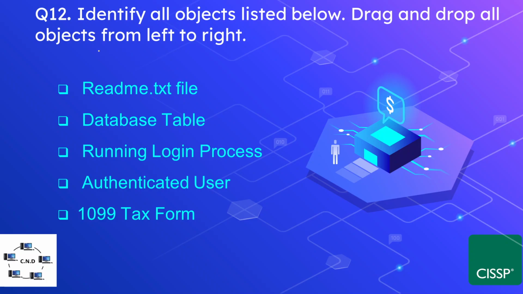Question number 12 is: identify all objects listed below. Drag and drop all the objects from left to right. So we have to give specific attention to the object. There are two entities. One is the object, which is a passive entity inside an information security system, and the other is the subject, which is an active entity in an information system. So the options are readme.txt file, database table, running login process, authenticated user, and 1099 tax form.